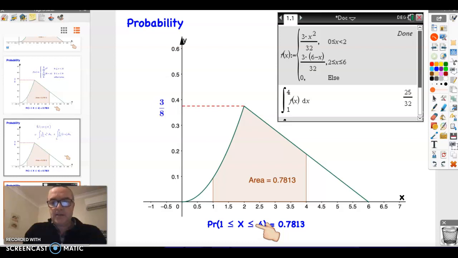And here is exactly the same calculation, but with the CAS calculator. So you can see that I've set up the hybrid function, defined it on the calculator, and then calculated the area from 1 to 4, or the integral from 1 to 4, and we get exactly 25 over 32, which is equivalent to 0.7813.